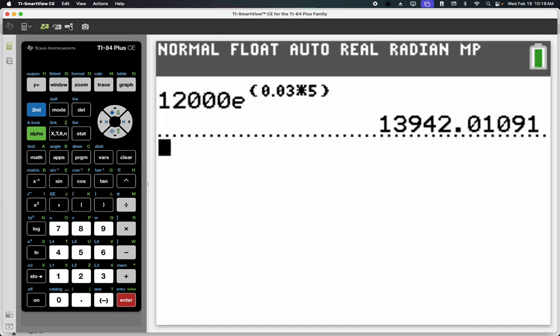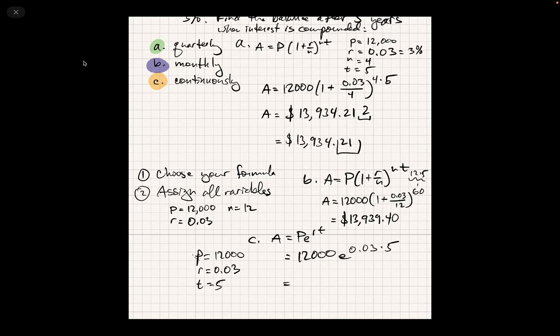Awesome. I couldn't figure out how to do it because I tried multiplying the exponent and then doing 12,000 to the number I got, and that didn't really work.